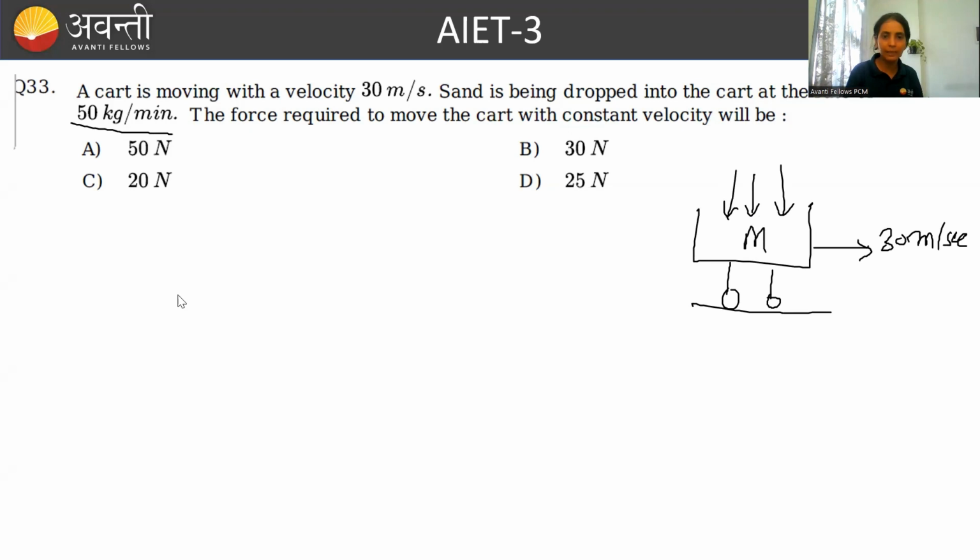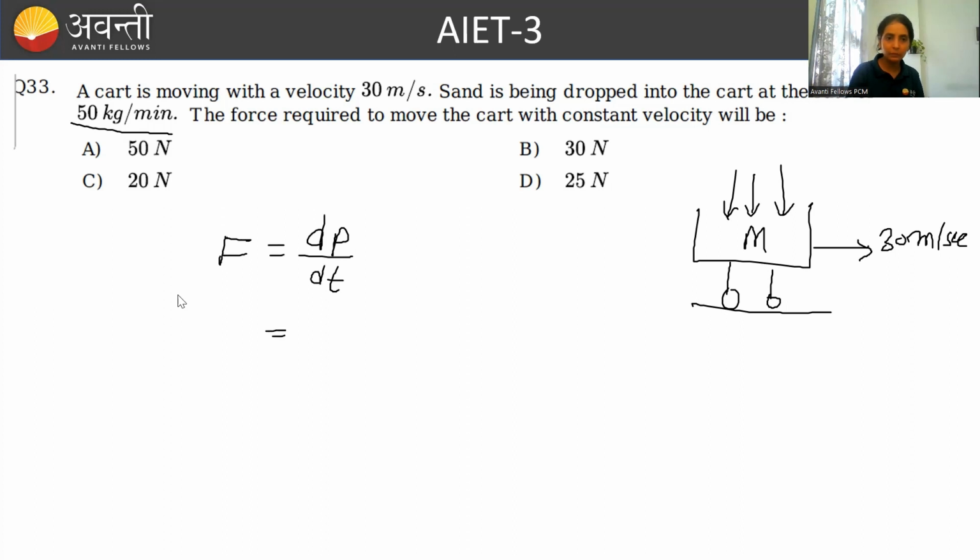Initially, suppose its mass is m, so its momentum is m into 30. If more mass is getting added, its momentum will change. And if momentum is changing, force will come into application. How much force will act because of that extra mass getting added? That is F = dp by dt. So if the same amount of that force we apply in the opposite sense, our velocity will remain constant, right? So how much force we need to apply?